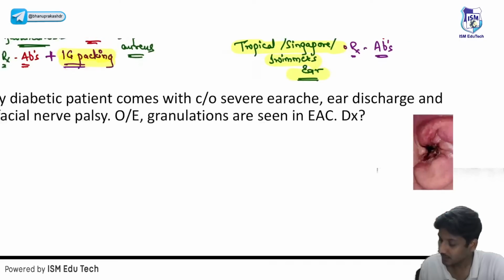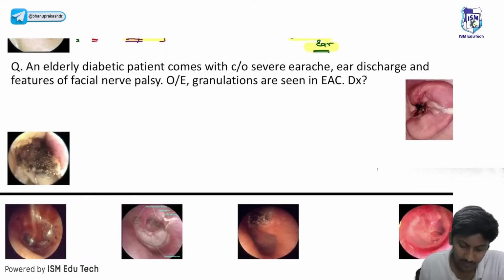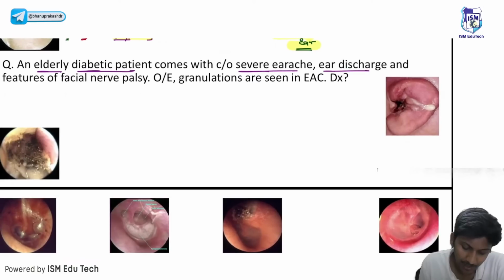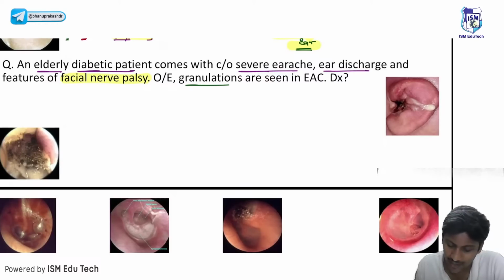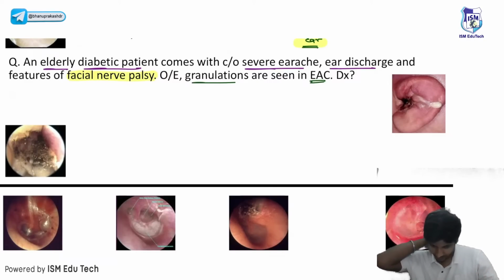Okay. Next, make a diagnosis. Yes, the tragus sign will be positive, right? An elderly diabetic patient comes with complaints of severe earache, and there is also some ear discharge, as you can see in the image. The patient is also having features of facial nerve palsy. That means it is a severe infection, right? Along with that, granulations are seen in the external auditory canal on examination. What is the diagnosis? Make a diagnosis of this question, guys.